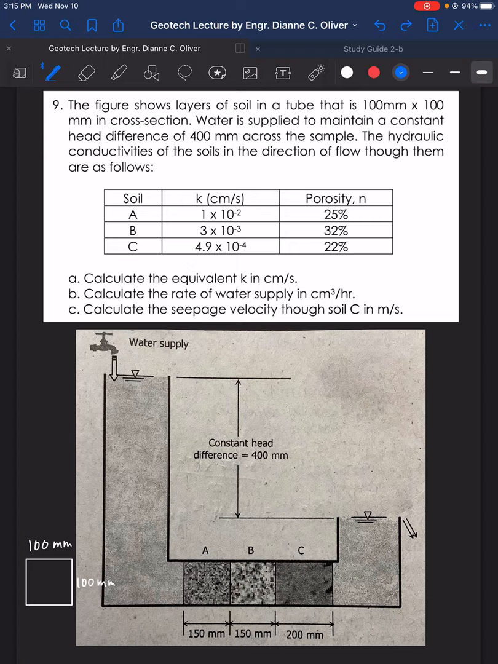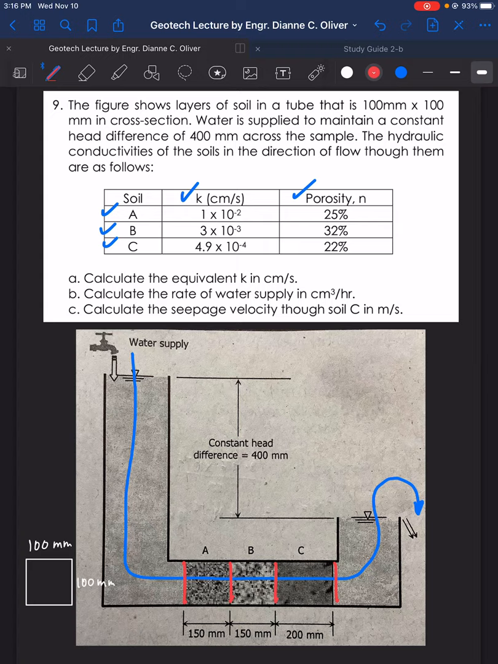The hydraulic conductivities of the soils in the direction of flow through them are as follows. So we have soil A, soil B, soil C, given the hydraulic conductivity and the porosity of each soil layer. Calculate the equivalent K in centimeter per second. Calculate the rate of water supply in cubic centimeter per hour. So considering the flow of water, it flows like this and goes out like that. It intersects the soil layer perpendicularly, right? So the orientation of the formula we're going to use is the vertical orientation. Okay? So that's for letter A.